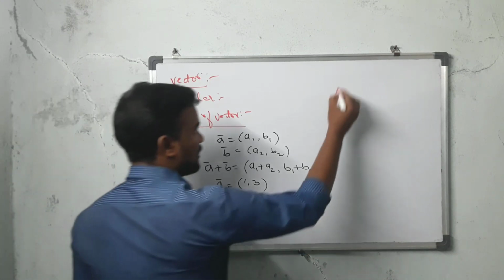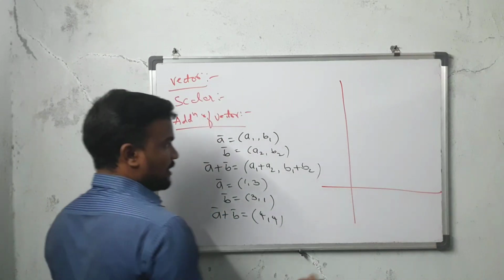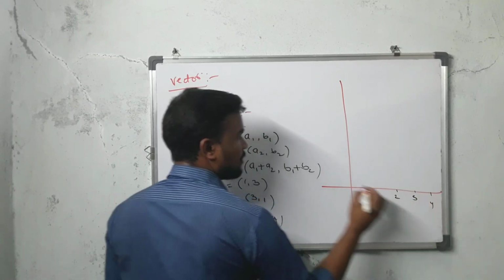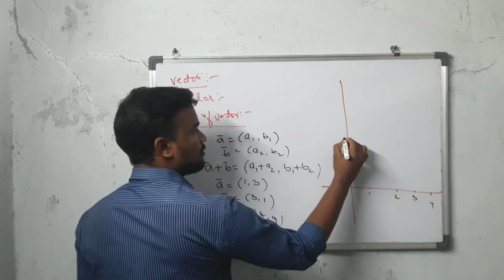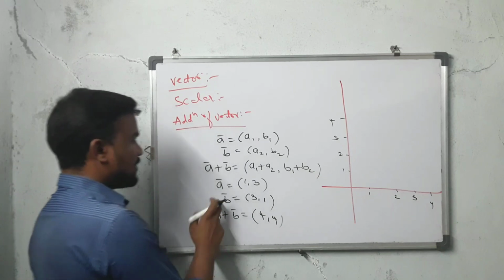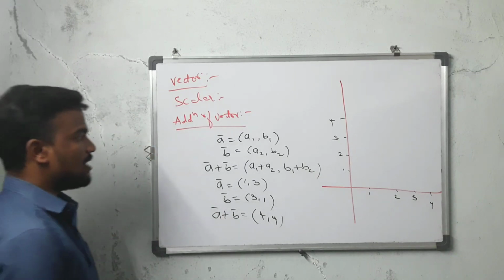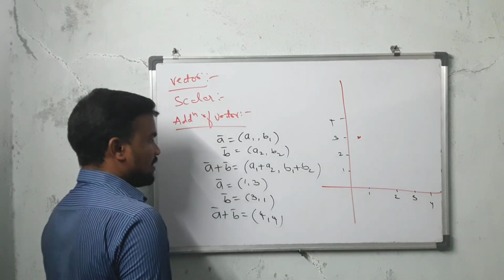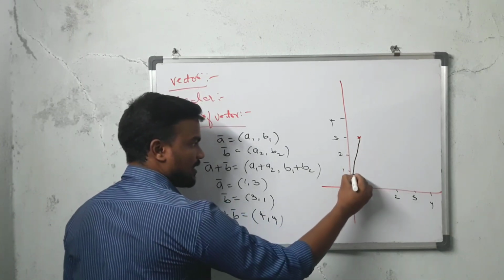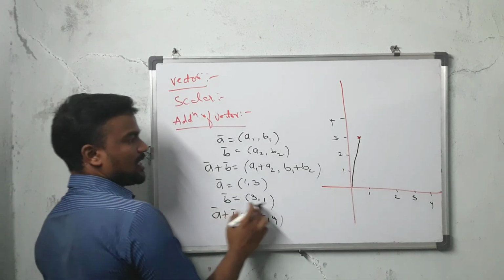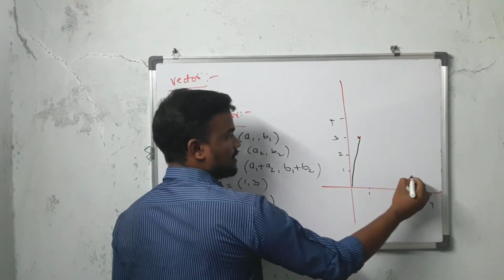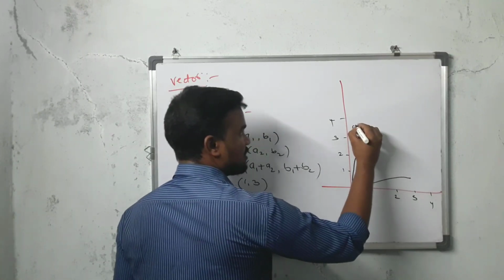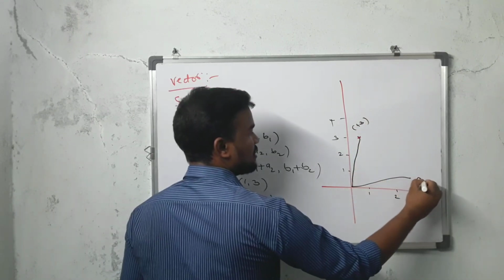Now see this one graphically. For example, these values are 1, 2, 3, 4 on each axis. What is the first vector? A bar is equal to 1 comma 3. Here the x value is 1, the y value is 3. So it is the vector A bar. Next, the B bar value is 3 comma 1. The x value is 3, the y value is 1. This is vector B bar.